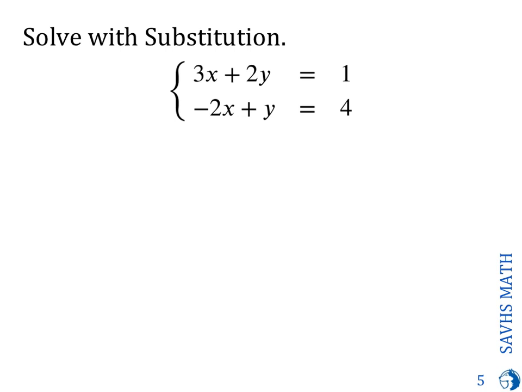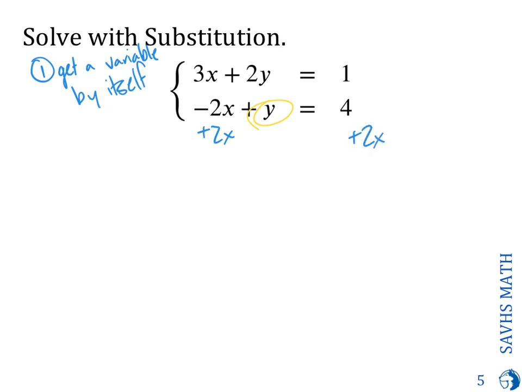I'm going to do the same strategy here. I'm again going to do substitution, but I need to get a variable by itself first. So the first thing that you have to do is get a variable by itself in one of the equations. The one that looks like it's going to be the easiest to me is this y right here because it's all by itself, and it looks like I'm just going to have to make one step to isolate y. So I'm going to add 2x to both sides. Remember, whatever you do to one side, you have to do to the other side. You get y equals 4 plus 2x.